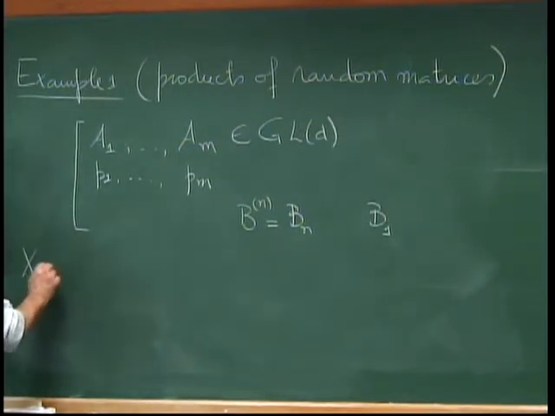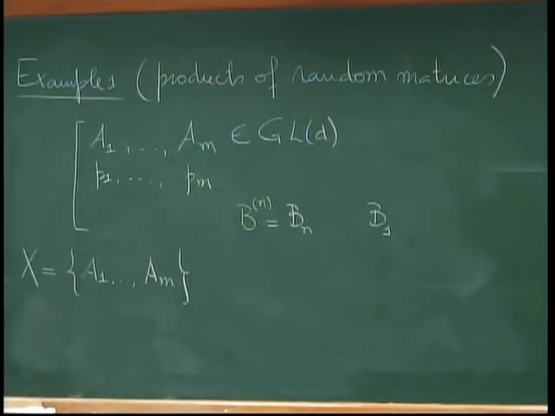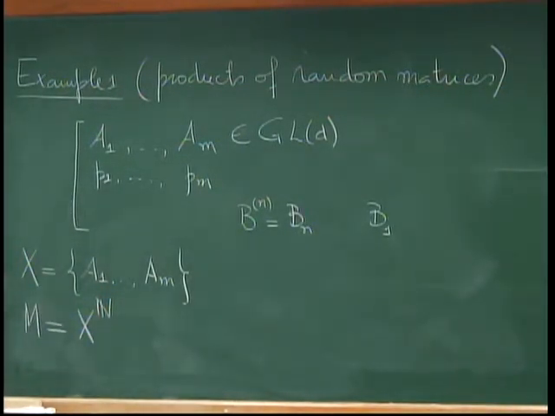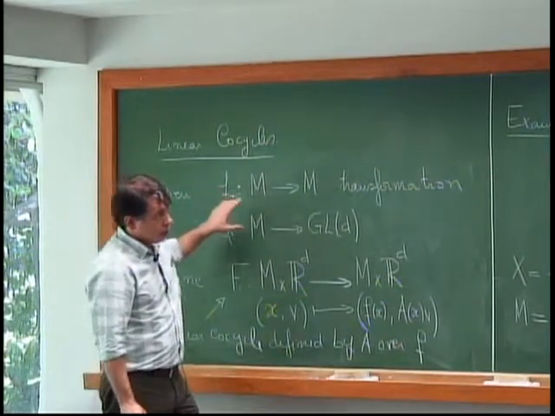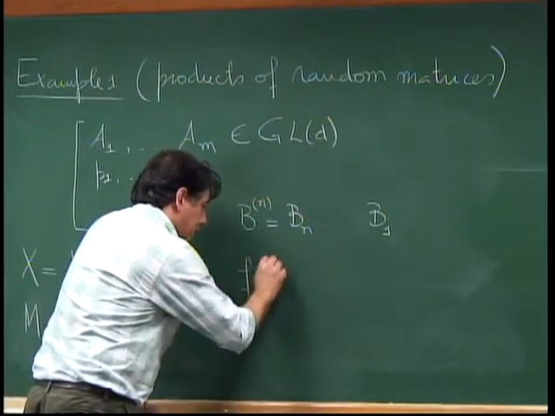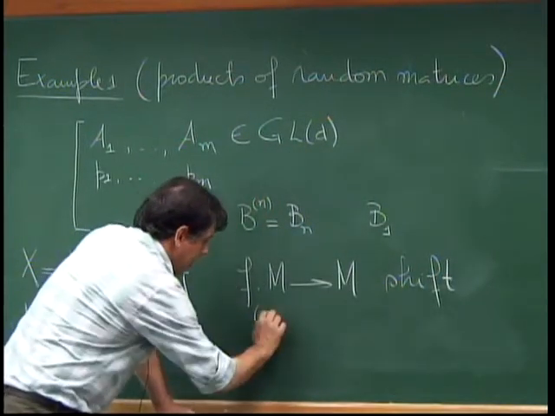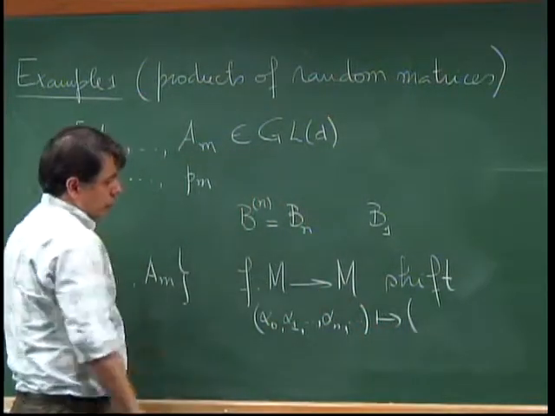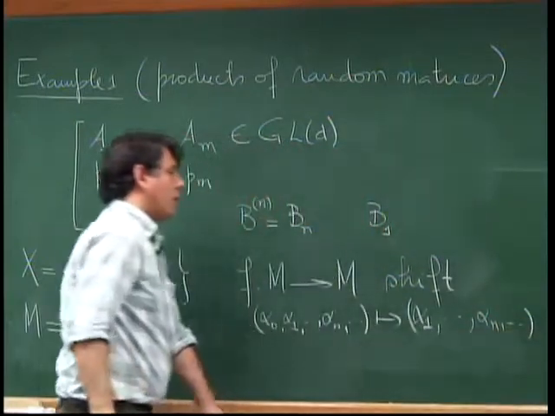So take X to be the set of matrices. Then take M, this M here, to be the set of sequences in X. Okay? Now I have to tell you who is my transformation. What is the transformation that is involved here? Well, the transformation in M is the shift. The shift is just a map that takes a sequence alpha 0, alpha 1, alpha n, etc., and maps it to, it moves everyone to the left and drops the first one. So alpha 1, alpha n, etc. That's my transformation.